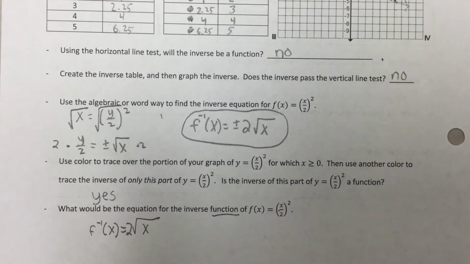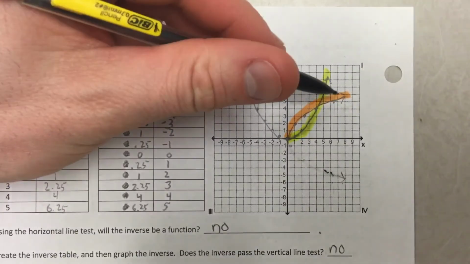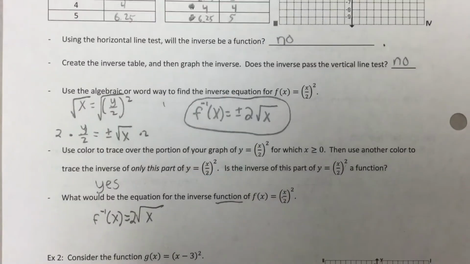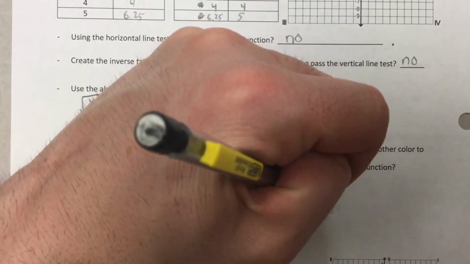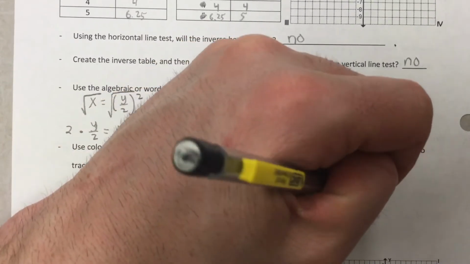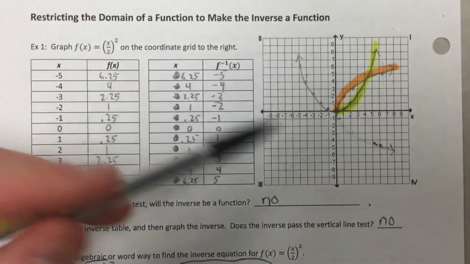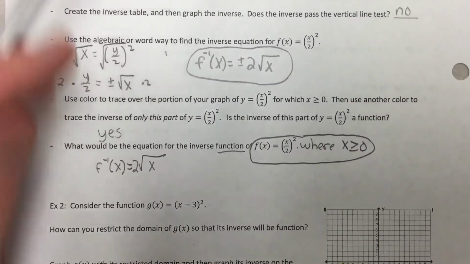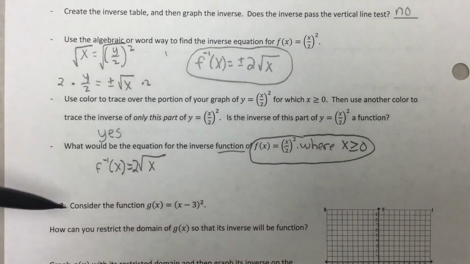We also, though, have to go back and add to this equation. So the only way we can get the top part of this is to get only the right side of our original function. So what we do is we do what's called restricting the domain. So we just add to our inverse where x is greater than or equal to 0. So the only way we can get half of our parabola, the yellow part, is by adding this little statement where x is greater than or equal to 0. We want every x value that's equal to 0 or greater than. So that's what we call restricting the domain.